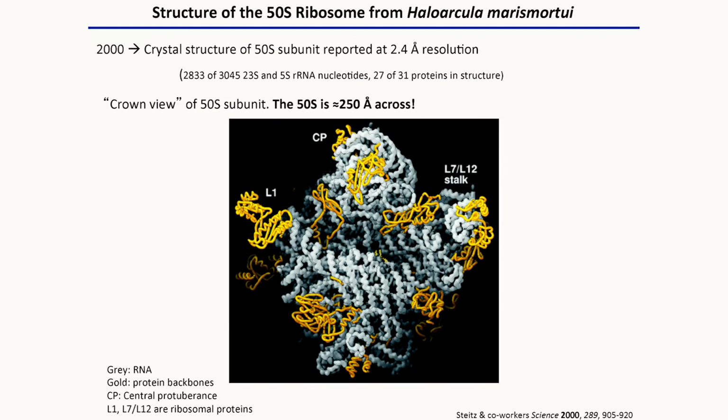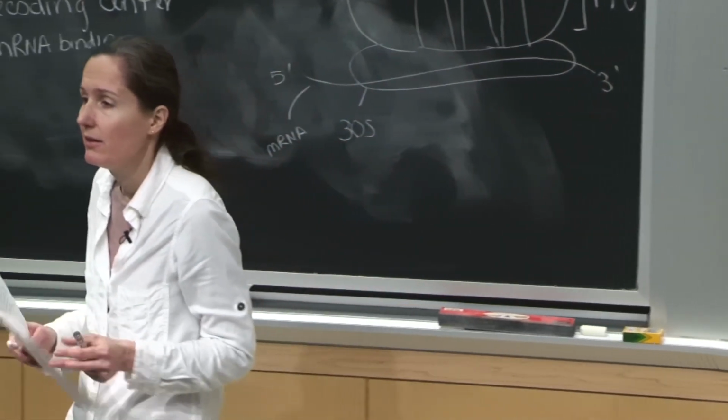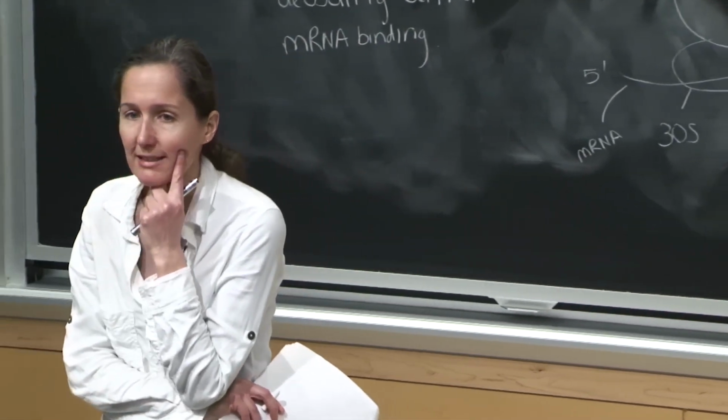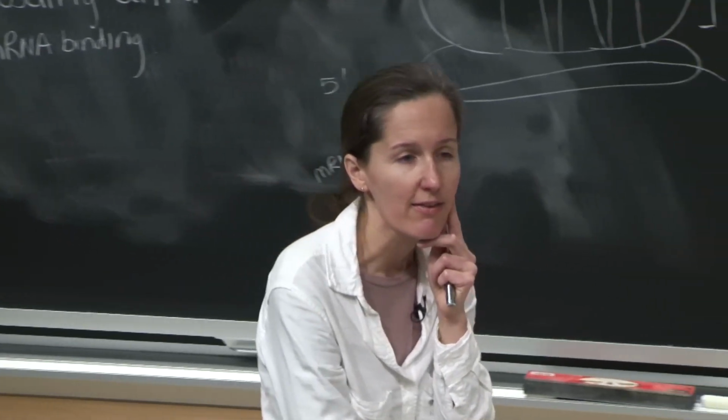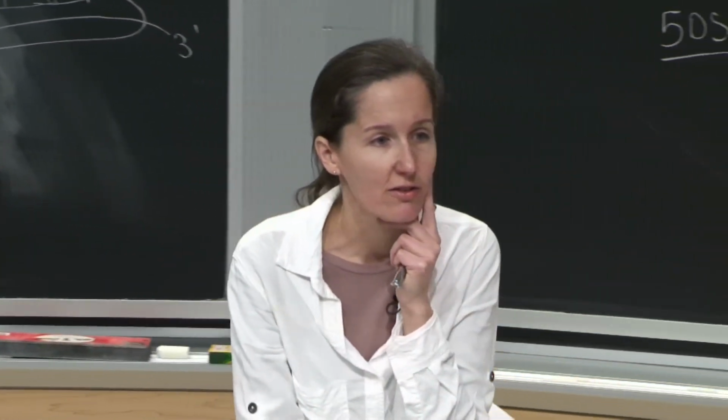So taking a look at this, what do we see? We can ask ourselves some questions from this structure. So the first question I'll ask is about the RNA. What does this RNA look like? Do we see any obvious domains? If anyone has some experience looking at structures.